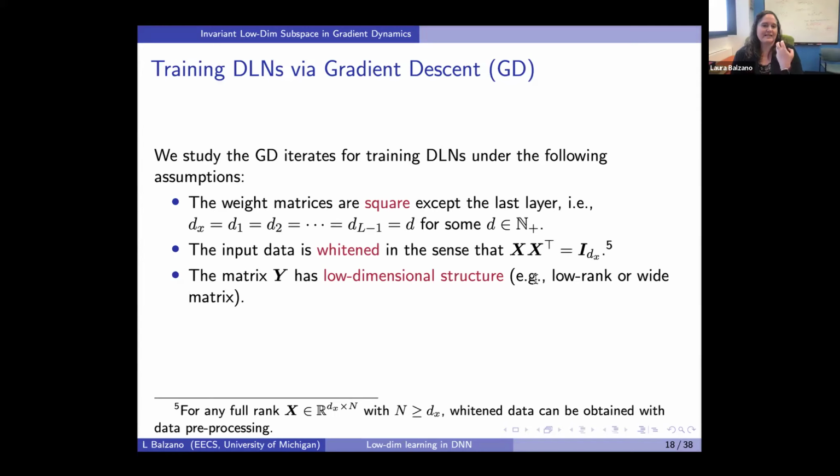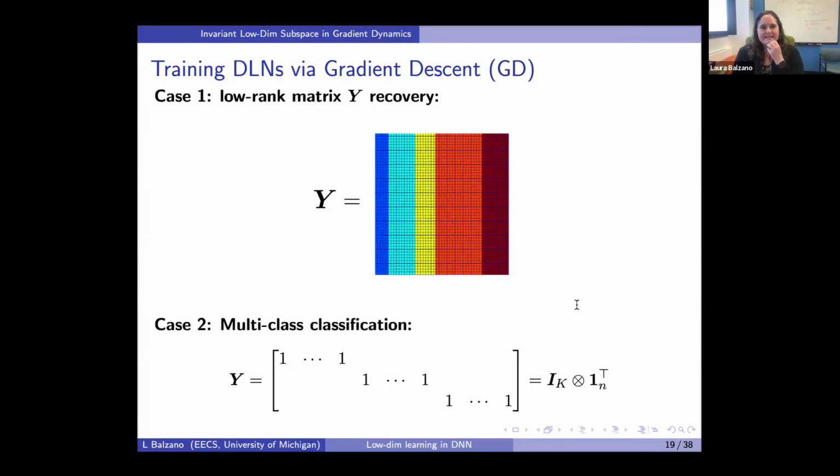And then we're going to assume that the target Y has low dimensional structure. That can either mean it's low rank itself, or it could be a wide matrix, so one dimension is much smaller than the other. The first case, a low rank matrix, you could think of in a low rank matrix recovery problem, like matrix factorization, sensing, or matrix completion. And the case where Y is a wide matrix, we consider, for example, in the multi-class classification case, where the output label for each data point is a one-hot vector. So this wide matrix has only k rows and n times k columns.